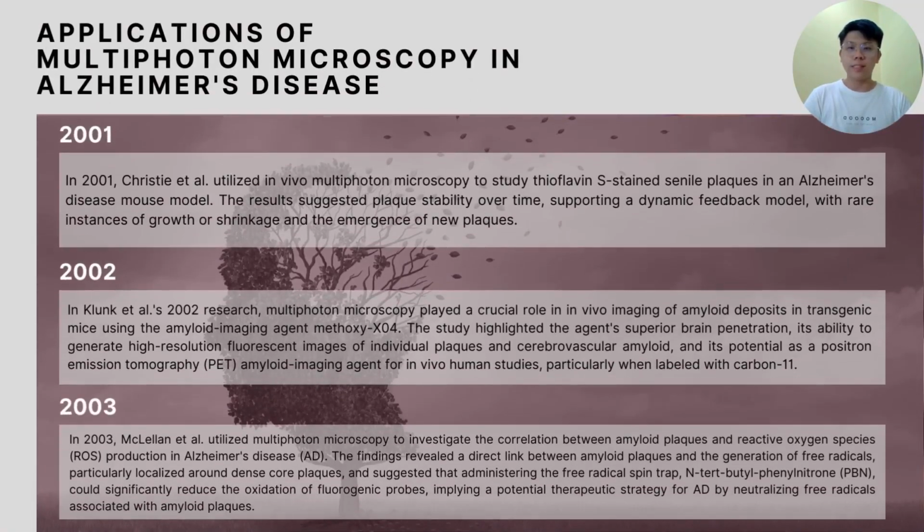Today I'm going to present the application of multiphoton microscopy in Alzheimer's disease. In 2001, Christie et al. utilized in vivo multiphoton microscopy to study thioflavine stained synapse in an Alzheimer's disease mouse model. The results suggested plaque stability over time, supporting a dynamic feedback model with real instances of growth or shrinkage and the emergence of new plaques.